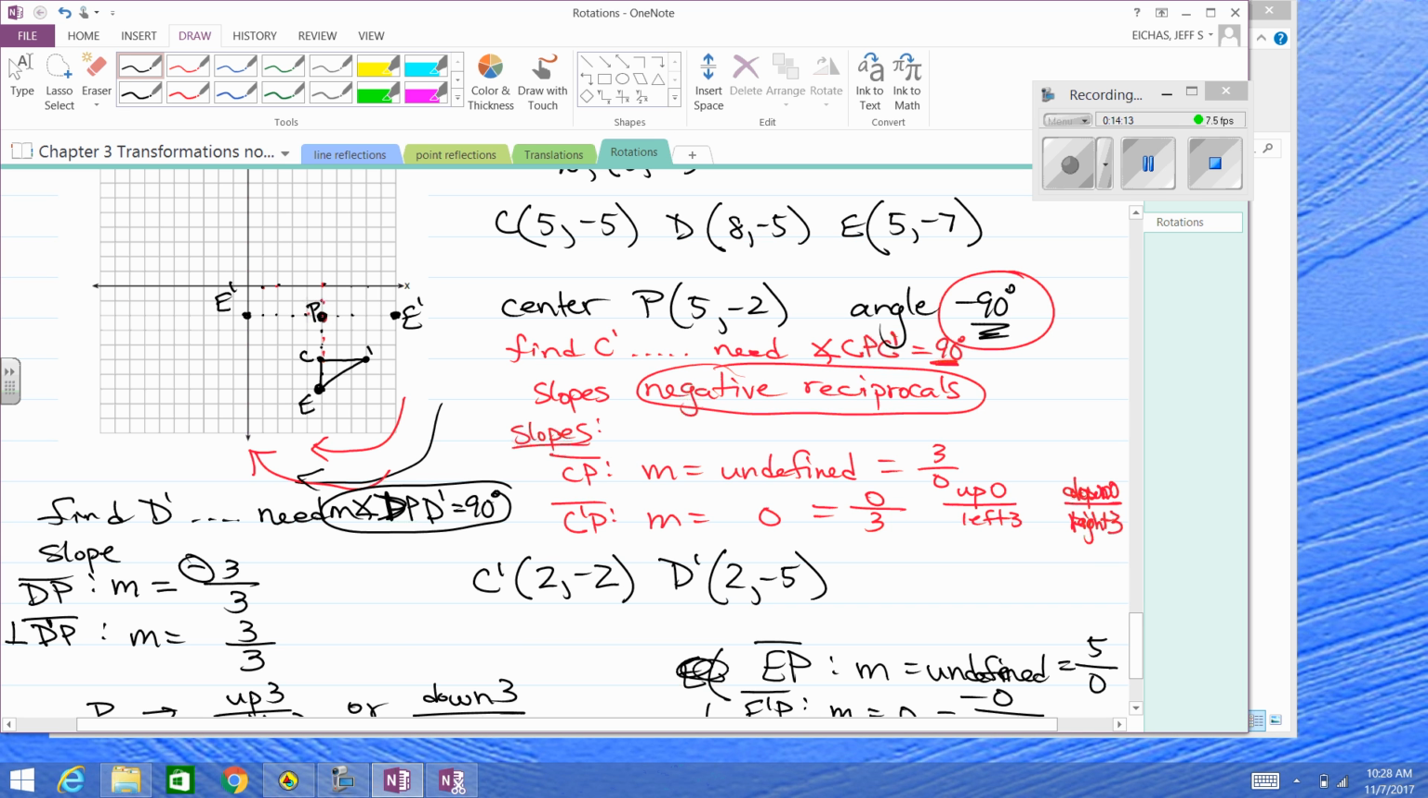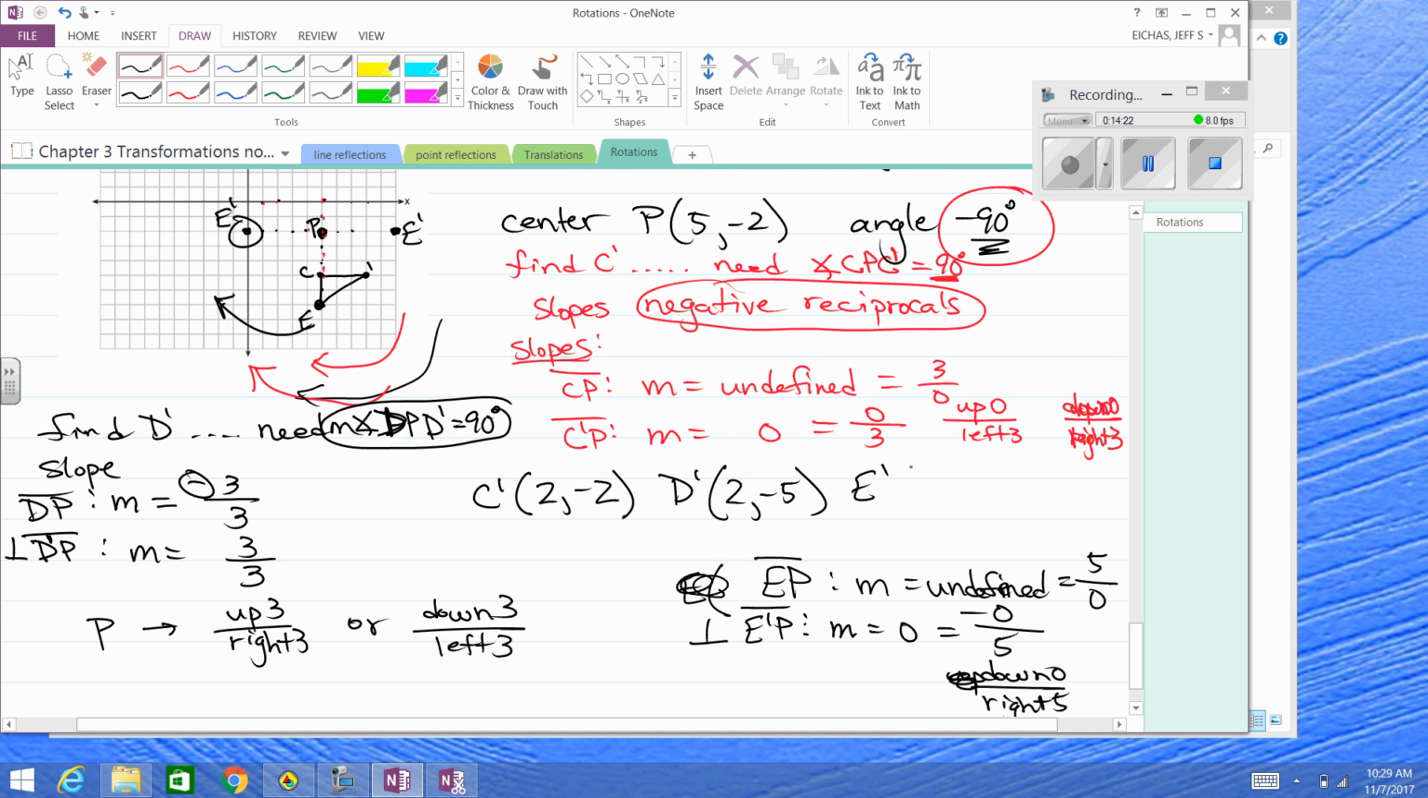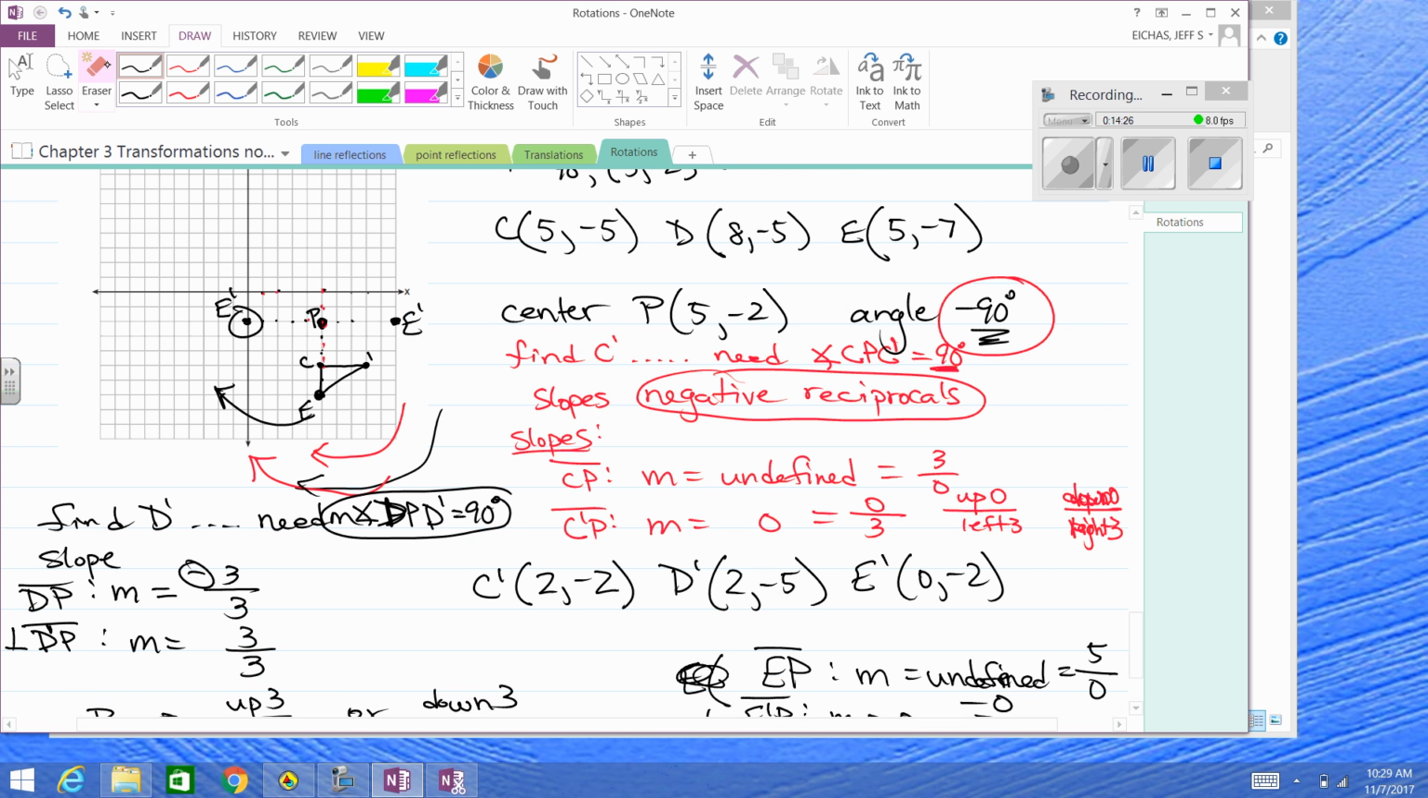If we are at E, that's our center, moving this way 90 degrees, that's the one. So that's going to be at 0, negative 2. So E prime is 0, negative 2. Now we go back to our nice, clean graph, and now we'd actually plot this and you're going to see what happens. So let's plot the points we just wrote down: 2, negative 2, 2, negative 5, and 0, negative 2. This is going to be C prime, D prime, E prime.